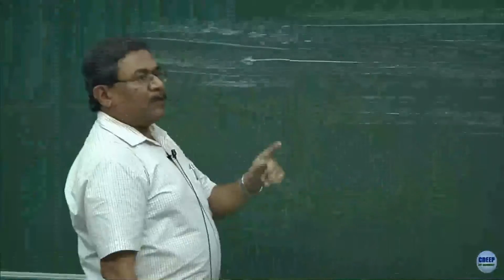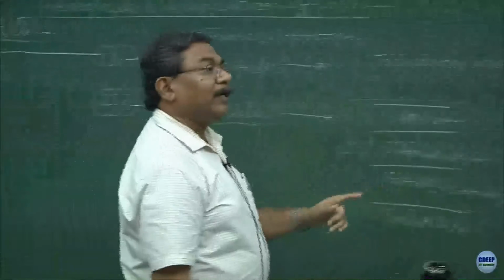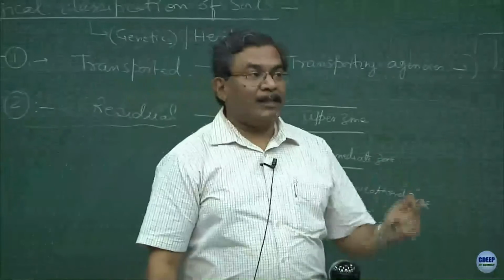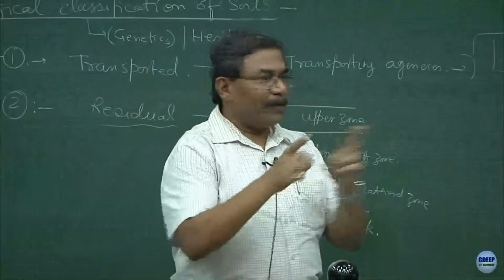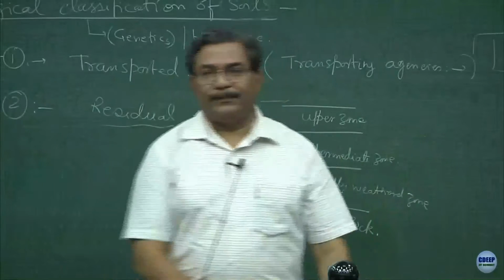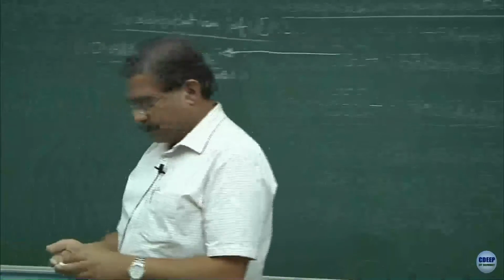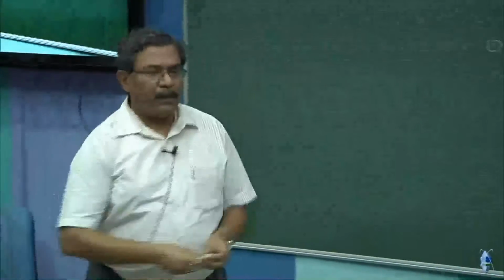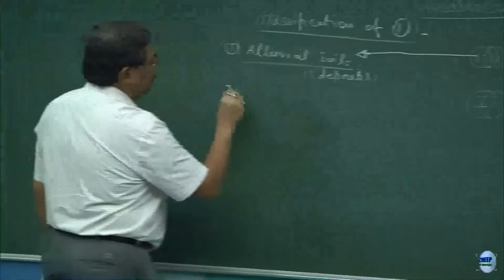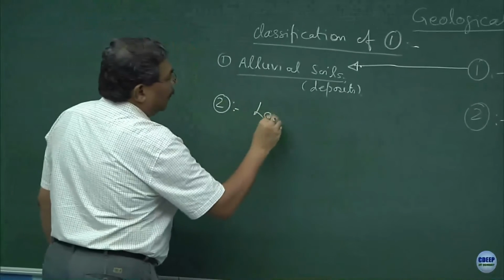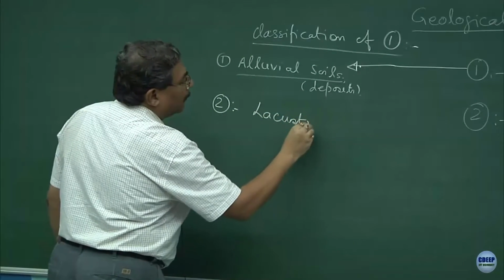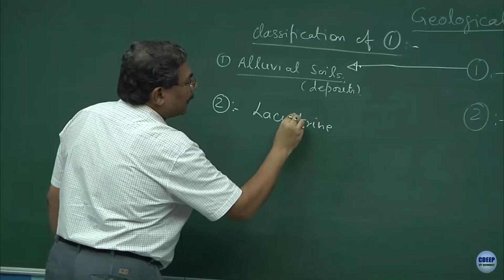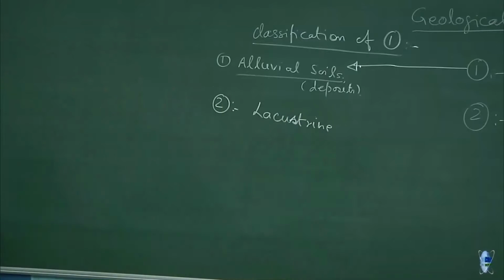Okay? Though this is also water, this is stagnant water. And I am sure with your knowledge of environmental engineering now you can interlink very easily that this process is going to be linked with aerobic and anaerobic. Is this okay? The second one is lacustrine. Lacustrine deposits.